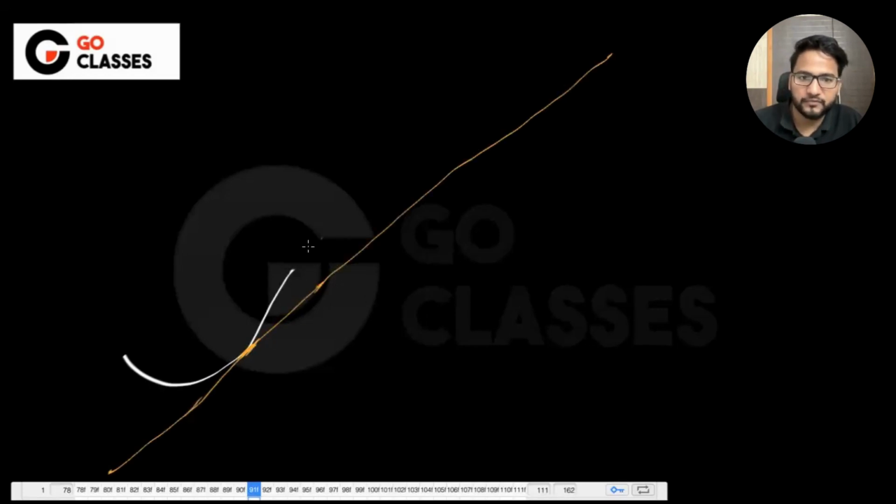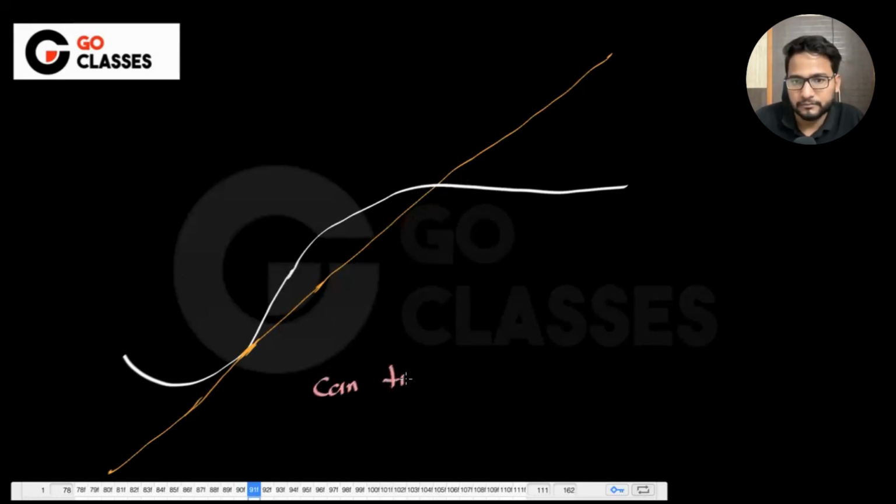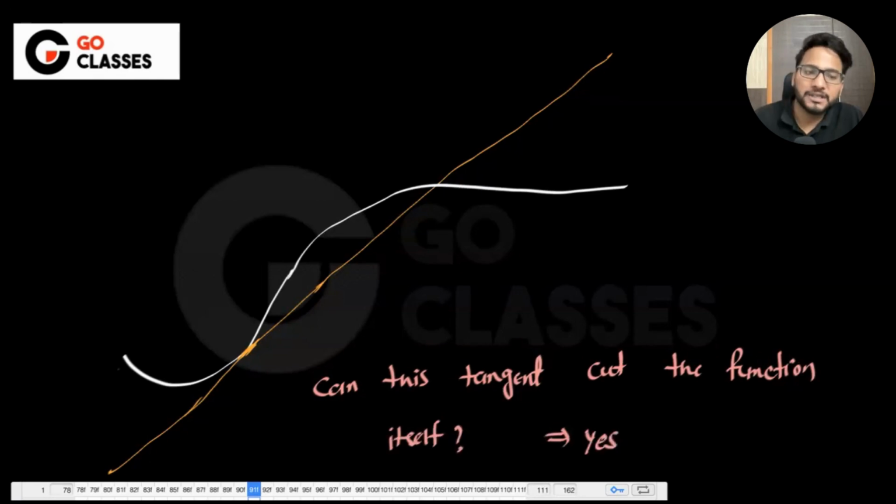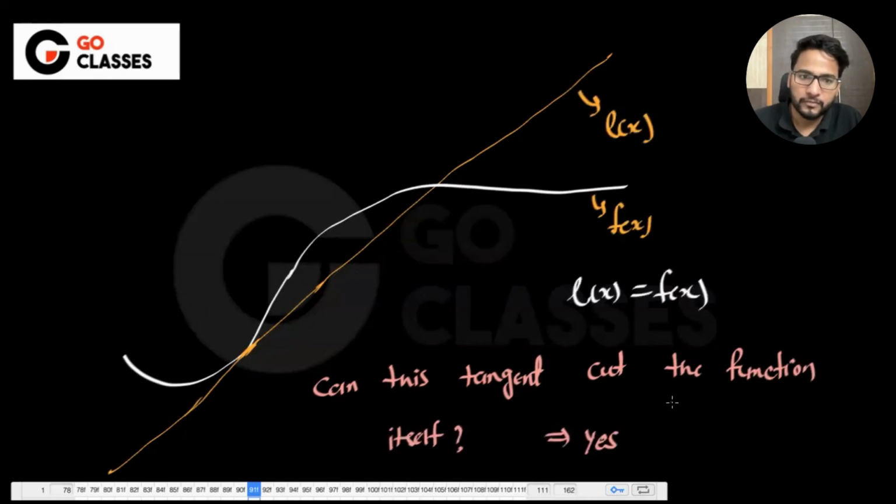If I draw a tangent at this function, can this tangent cut the function itself later at some point? So the answer is yes, right? Let's suppose there is some equation of the function f(x) and some equation of this tangent, let's say l(x). If I ask how many roots are there for l(x) equal to f(x), how many times is it cutting? How many points are satisfying l(x) equal to f(x)?